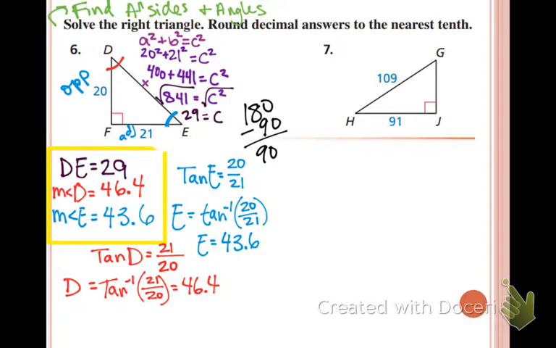All right, number 7. We're going to do the same thing. We can start with the side length. Which one of these is going to be C? 109.